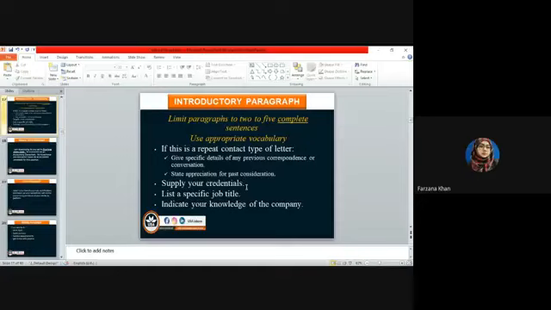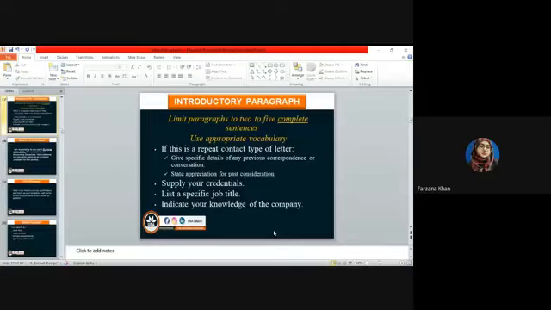So limit paragraphs to 2 to 5 complete sentences, because the minimum demand of a paragraph is 2 sentences. But I would suggest you go for 5 sentences, but complete sentences. It depends on the situation, on how much detail you have to tell the person. You can write 2 sentences, which I'll elaborate through an example in the next slide. So first I would like to tell you the rules.